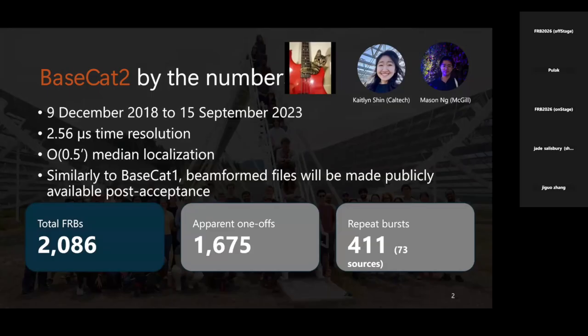So I'm talking about BaseCat 2 from the numbers itself, from December 2018 through to September 2023, with the full 2.56 microsecond time resolution, with median localization of half an arc minute. And similarly to BaseCat 1, the beamformed files, the finalized files, will be available publicly post-acceptance of the paper. And we hope to get this out sometime. Well, the paper is undergoing full collaborative review.